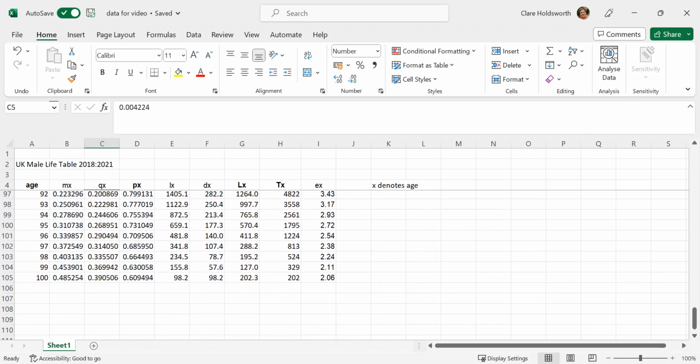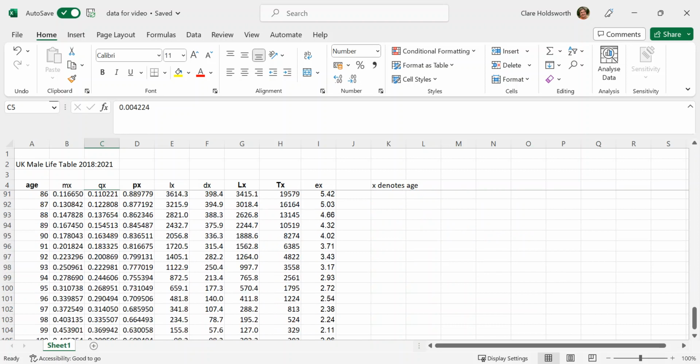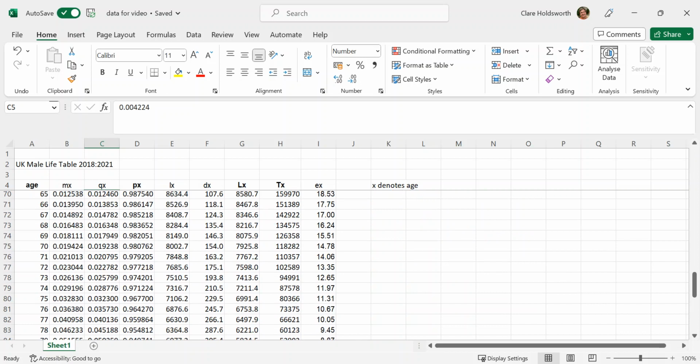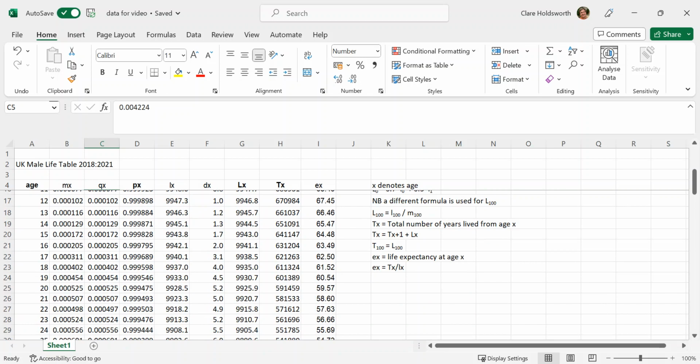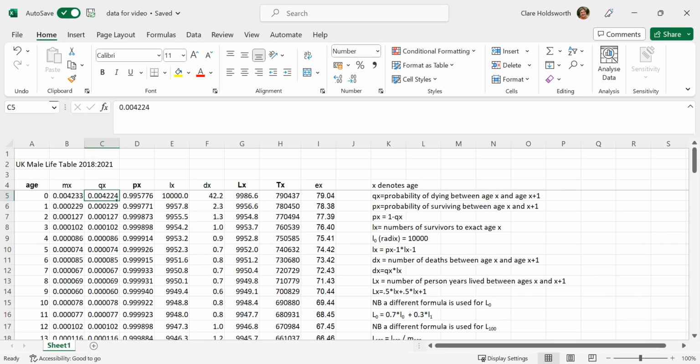And if we scroll down, you can see that the differences actually start to get much greater as mortality starts to get higher at the older ages. I'm not actually going to show you how you could compute QX from MX because it can be quite a lot to get your head around. So just understand that we take the age-specific death rates and we can convert these into probabilities of dying between age X and X plus 1.